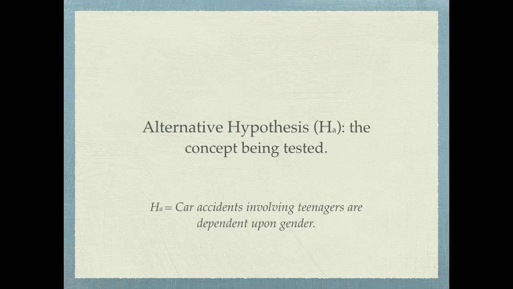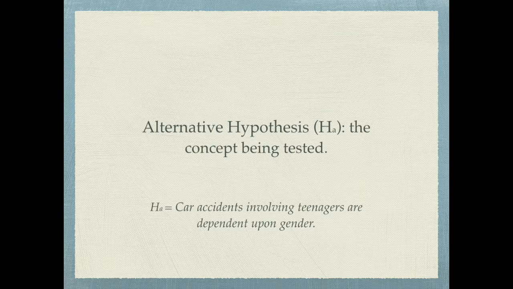For example, we could take data on how many car accidents teenage boys were involved in and how many car accidents teenage girls were involved in, and use this chi-square test to see if gender plays a role in the differing numbers. In this case, our alternative hypothesis would be that car accidents involving teenagers are dependent upon gender.